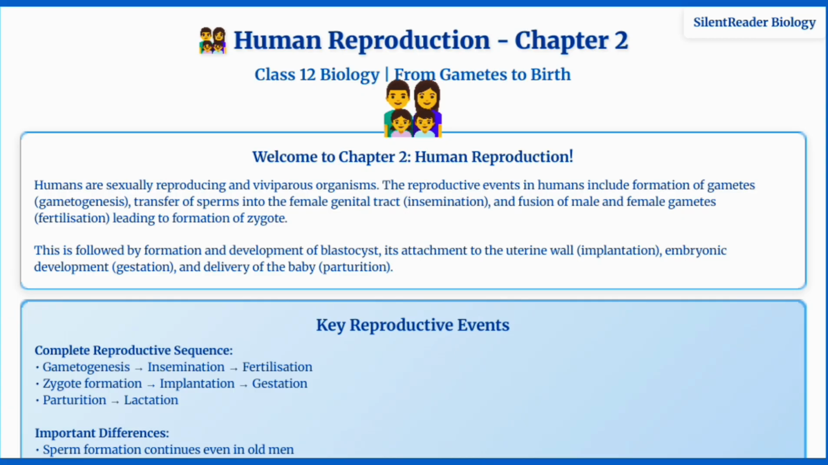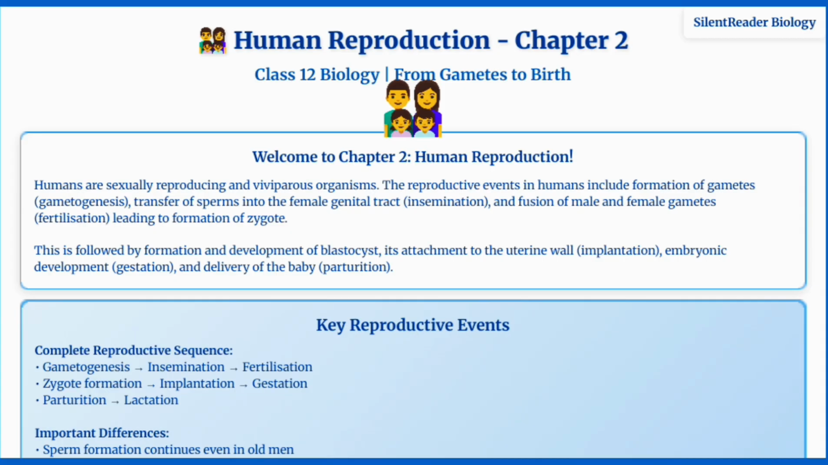The complete reproductive sequence includes gametogenesis, the formation of sperm and eggs, insemination, the transfer of sperm into the female reproductive tract, fertilization, the fusion of male and female gametes to form a zygote, implantation, the attachment of the developing embryo to the uterine wall, gestation, the period of embryonic development, and parturition, the process of childbirth.